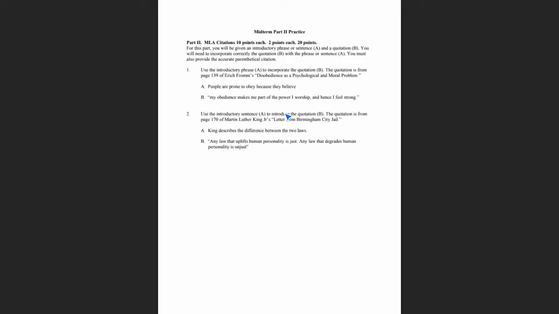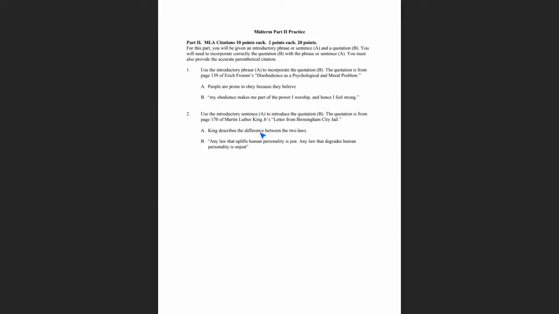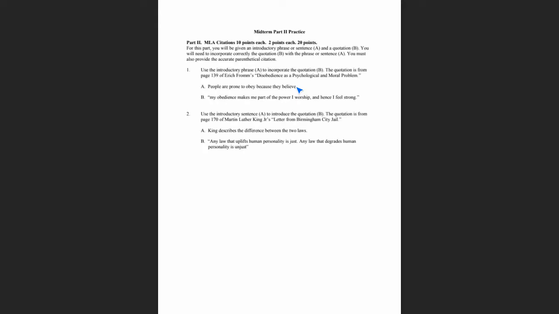And then the same thing, an introductory sentence. Keep in mind that there's a difference here. Some will say phrase and some will say sentence. If it says sentence, that means that A is a complete sentence, and so when you join a complete sentence to a quotation, all you do is put a colon. If it says phrase, that means that the quotation is being incorporated into your sentence. So this is what it's going to look like.